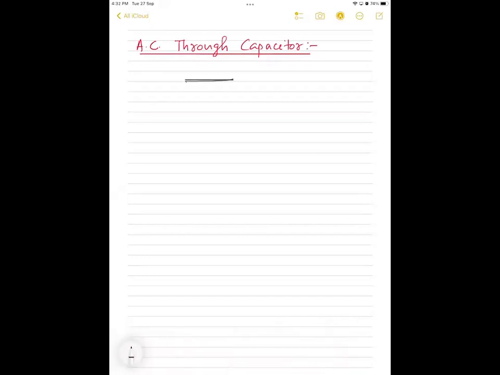So let this be a capacitor, connected to an AC source. The value is C, the capacitance, and E is equal to E naught sine omega t. When an alternating EMF is applied to a capacitor, a current is established in the circuit. Due to that current, the charge on the plates and the electric field between the plates of the capacitor vary sinusoidally, because we are giving a sinusoidal voltage, right?